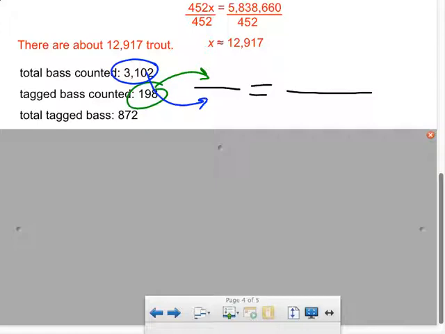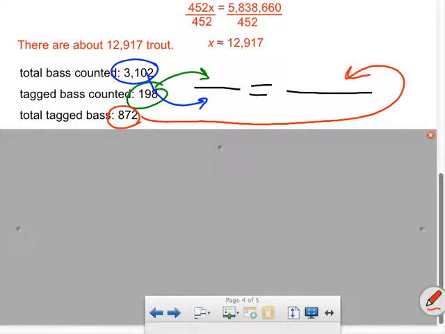Yep, the total tag is going to go in the numerator, but what about the denominator? It's going to be what? Say again. Can somebody help her out? What goes in the denominator? Lola?